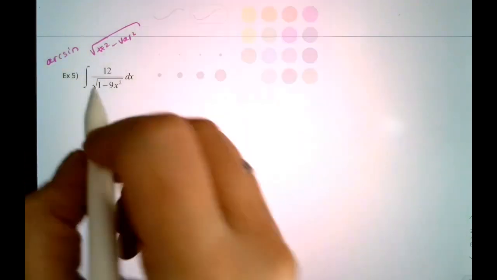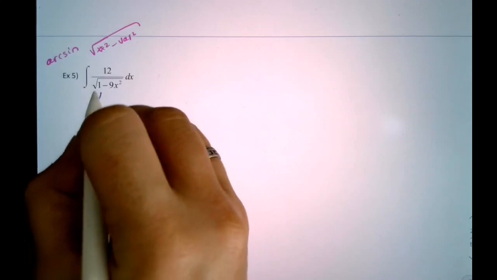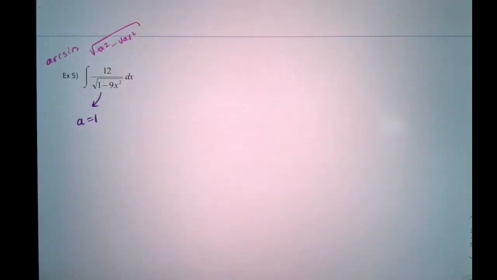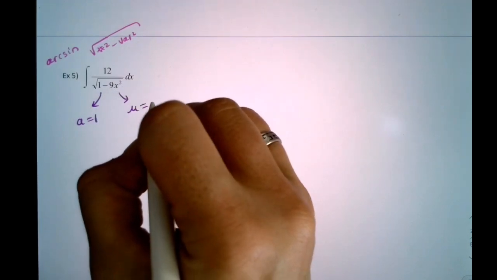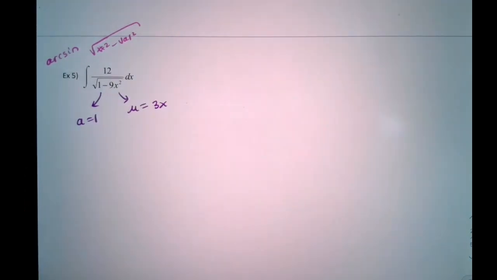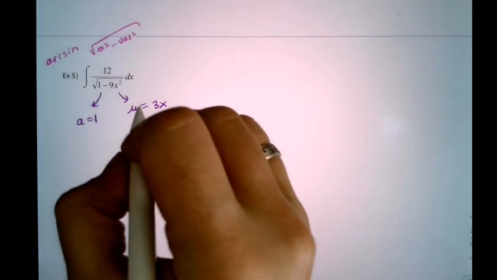How do I know which one to match it to, right? But I am going to work on my little substitutions here. I'm going to say that's supposed to be a squared. Well, that means a is 1 because 1 squared is 1. And then I'm going to let u be, what am I going to let u be? u is 3x because if I square 3x, I get 9x squared.